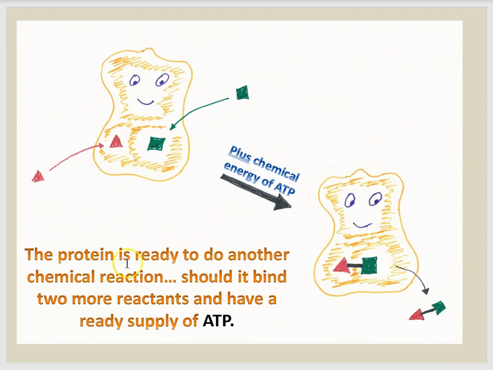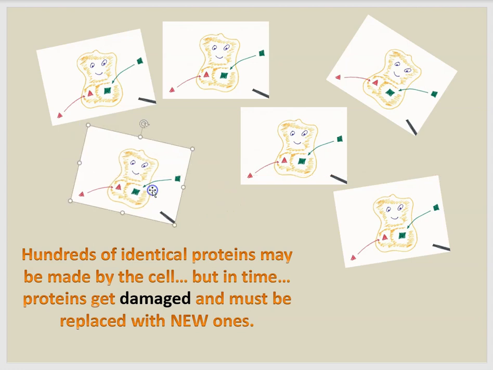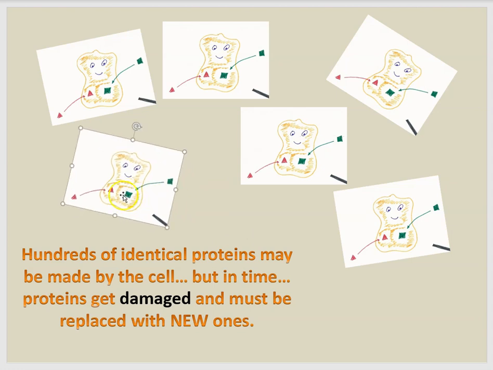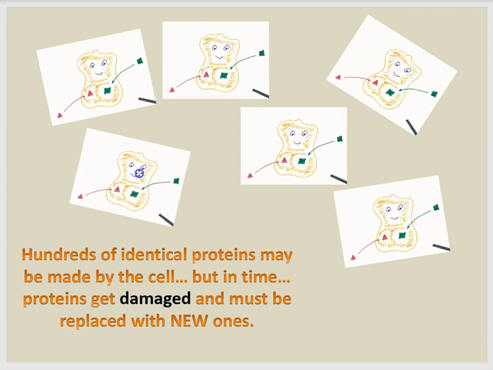Now, at the end of this process, the protein is ready to do another chemical reaction, should it bind 2 more reactants and have a ready supply of ATP. So the protein doesn't get damaged just in the process of doing this chemical reaction. But over time, proteins can accumulate damage, and so they will need to be replaced. In fact, the cell doesn't just make one of each kind of protein. It can make dozens or hundreds of identical proteins. But again, over time, the proteins will be damaged, not by doing the reaction, but as a result of other interactions in the cell. The proteins themselves accumulate damage, and they will have to be replaced with new proteins.